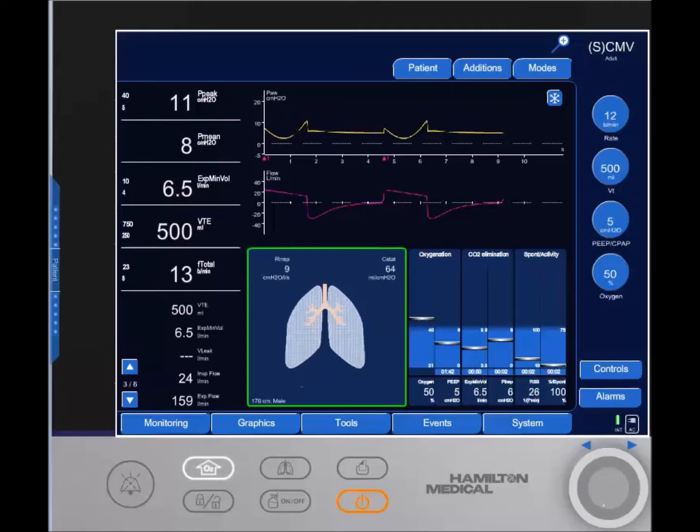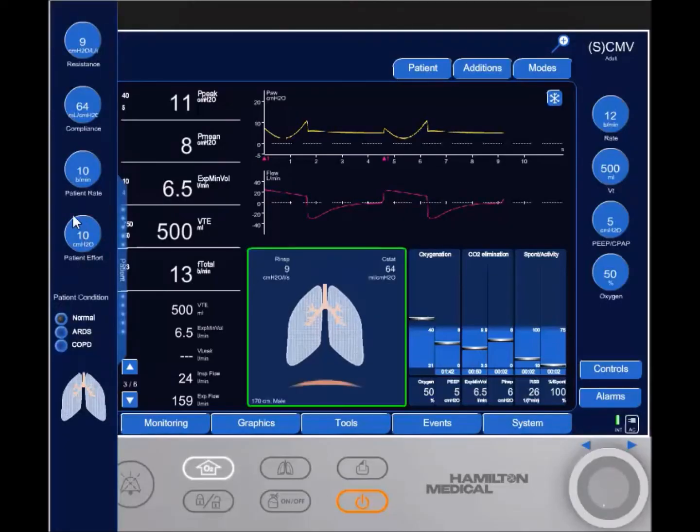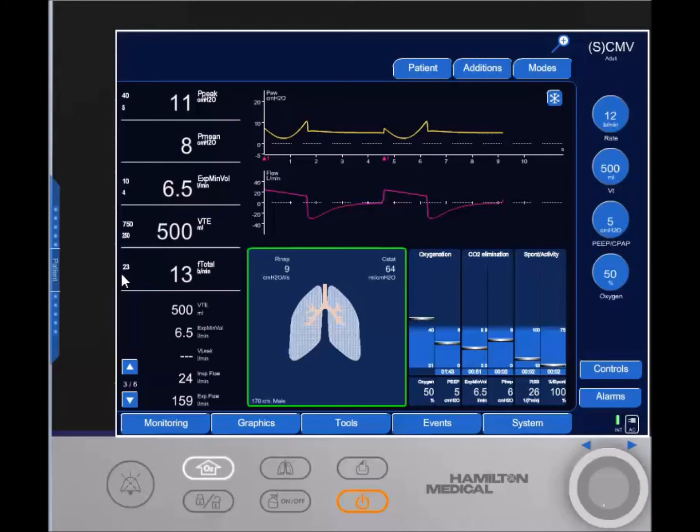Now, does the mode provide an automatic reduction of support in response to patient effort? And as we can see, when we look at my patient, I actually have my patient spontaneously breathing with a rate of 10 and a patient effort of 10 centimeters of water. And as you notice, the machine is still going to deliver its backup rate of 12 breaths per minute, and it's still going to deliver 500 milliliters no matter what. So it doesn't have this feature.